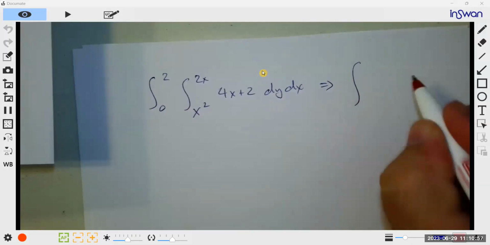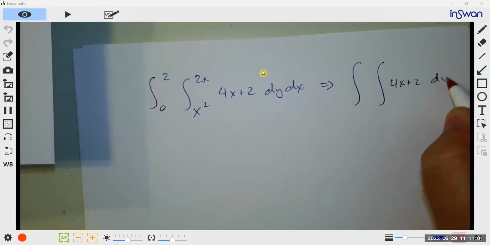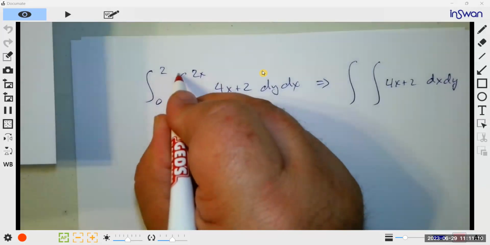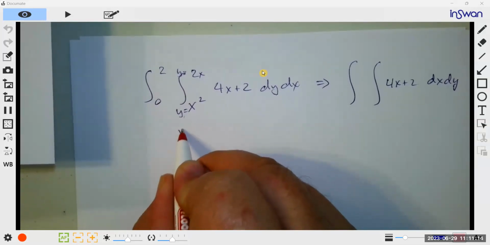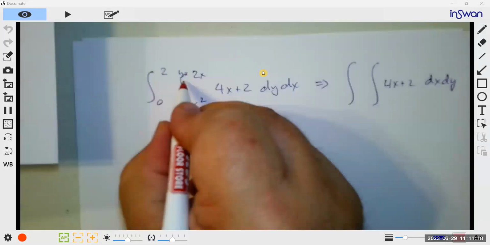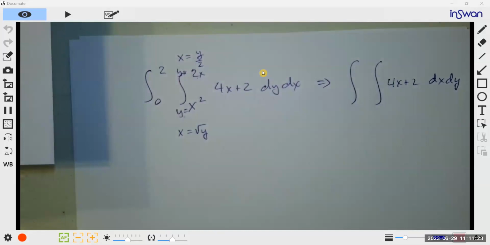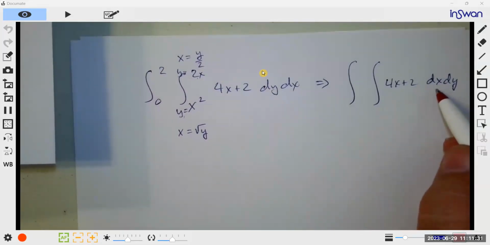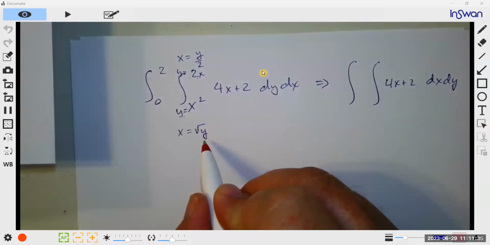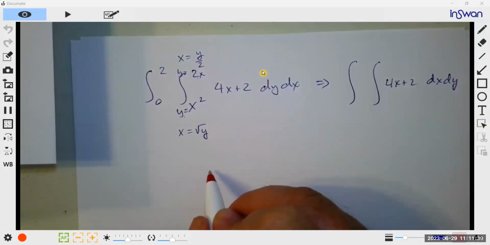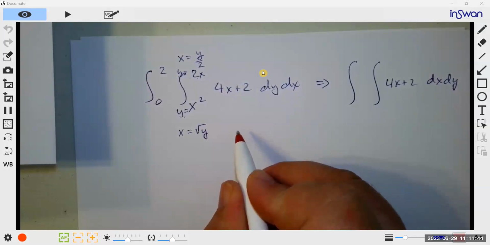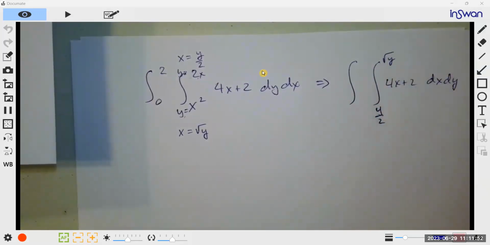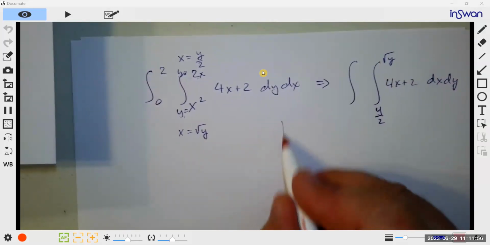So let's switch the bounds from dx dy. So these are y equals both of those. This one becomes x equals square root of y. This one becomes x equals y over 2. All right, so which one's now on the bigger side? Square root of y, like that, and y over 2. Square root of y is on top, because it would look like this.